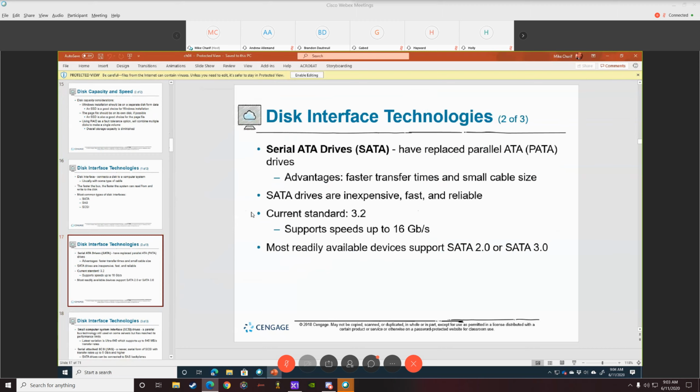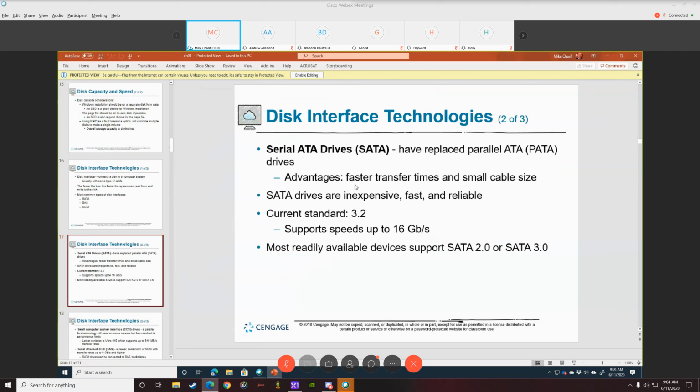Okay. Serial ATA drives, which is SATA, have replaced parallel ATA. We know that. I have tons of these. I don't know what to do with them. Some people said they have a little gold in them. So some people, you give them to some people, they melt them, and I don't know.